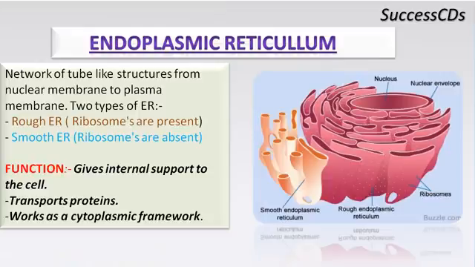The first one is the endoplasmic reticulum. Endoplasmic reticulum is network of tube-like structures. These are very long tube-like structures and in some cells they are oblong bags. It is of two types, rough endoplasmic reticulum in which the ribosomes are present, and the second one is smooth endoplasmic reticulum in which the ribosomes are absent. Basically, ribosomes are the builder of proteins inside the cells.